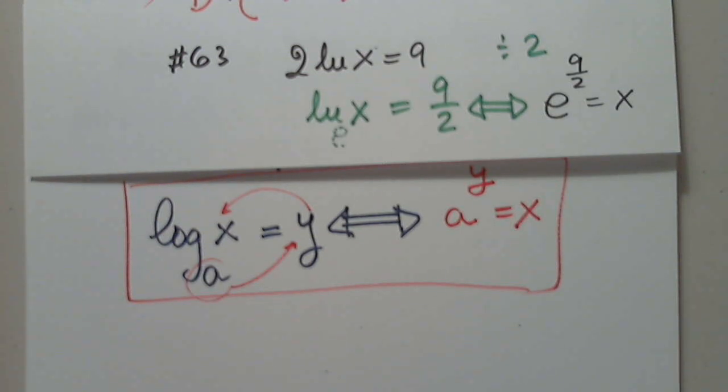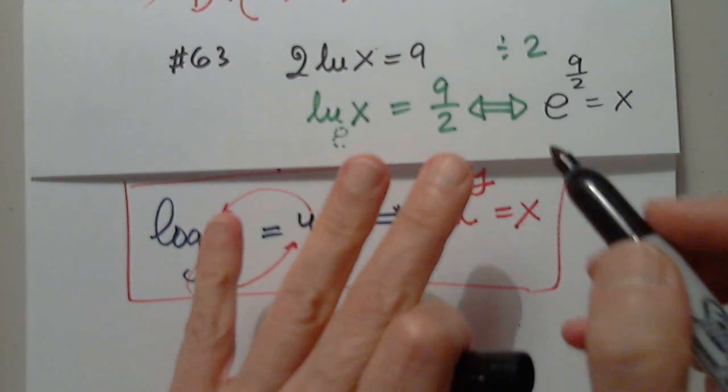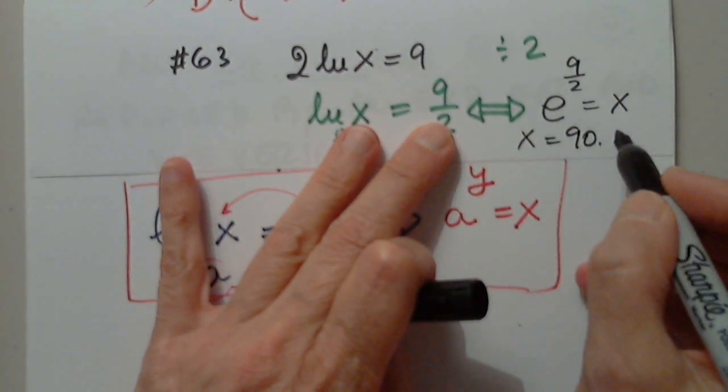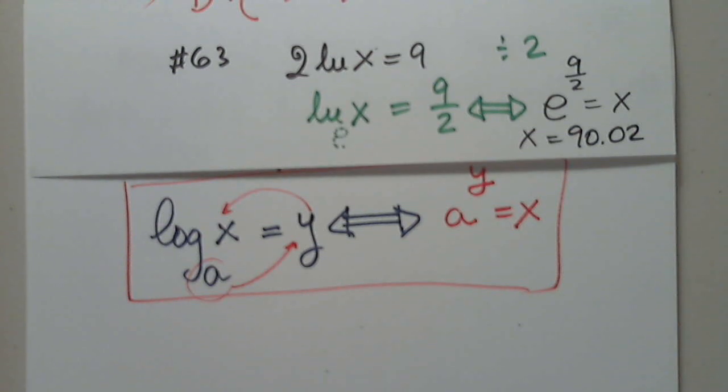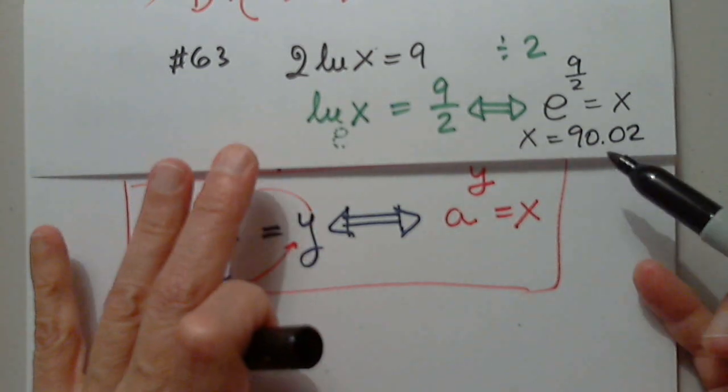So I have E. I have to use this. Parentheses, maybe not, but you know me. 4.5 or 9/2, it doesn't matter. And that's my x. I click enter, and I get 90.02. So x equals 90.02.